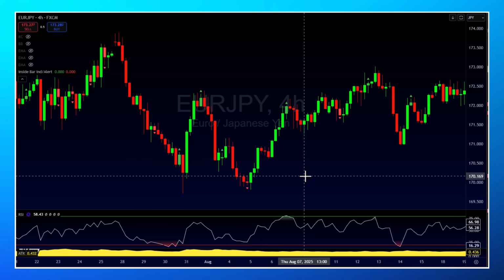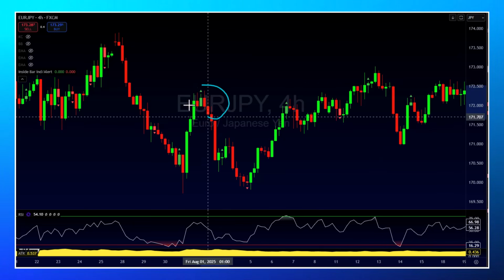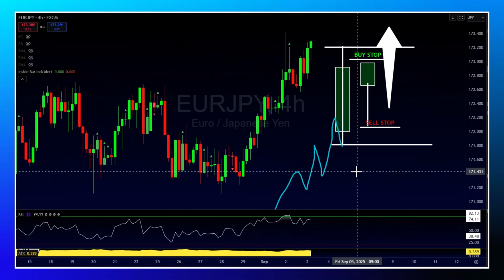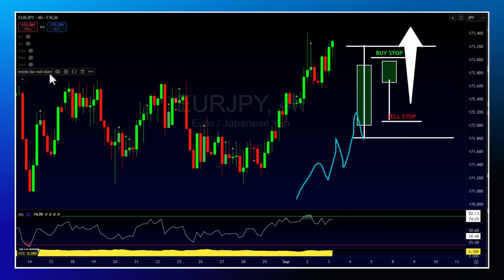There's also a cool technique. We won't talk about it here because I'm already distracted. But the inside bar fake break. That's a decent technique, and we can see a few of those fake breaks here. Pretty much it's when it fakes to one side and then goes to the other side. But we'll save that for another day.